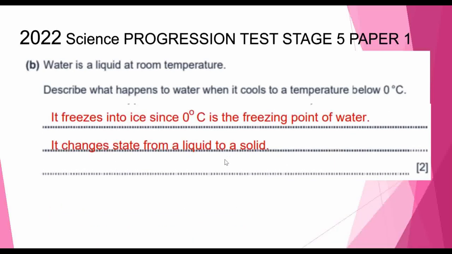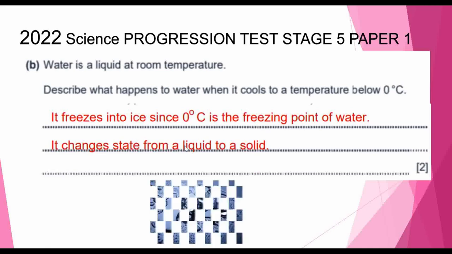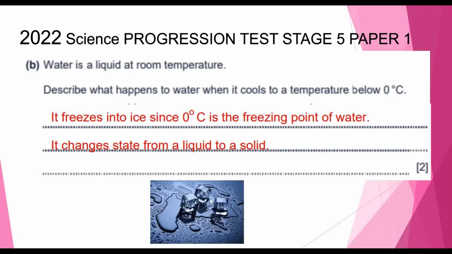Let's see the answer. It freezes into ice since 0 degrees Celsius is the freezing point of water. It changes state from a liquid to a solid. Next. These are the pictures of solid ice and liquid water. So at a temperature below 0 degrees Celsius, the liquid water will turn into ice.